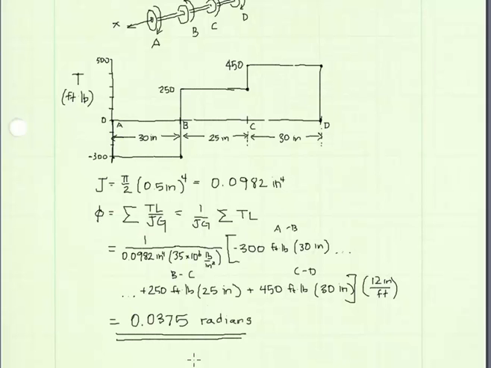I get for the answer 0.0375 radians. It's positive. That means the angle of twist at A is in the positive direction as described by the right-hand rule. And we're done.